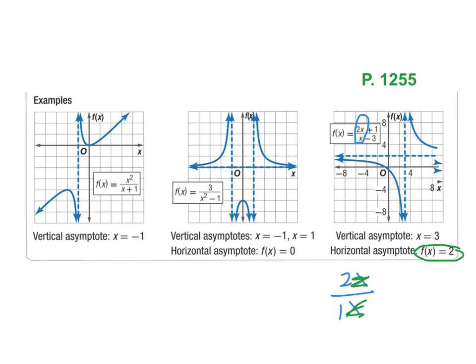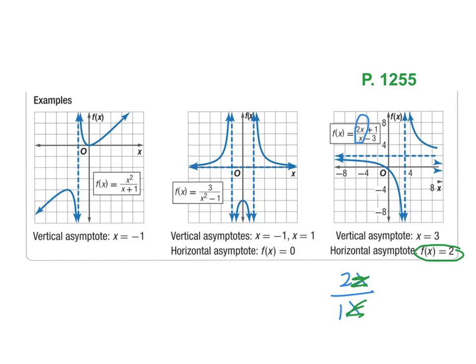So anytime the degrees are the same on the top and the bottom, to find the horizontal asymptote, all you have to do is divide the leading coefficients. Okay? These could both be x squared and it'd be the same thing. They could both be x to the third, it'd be the same thing. 2 divided by 1, still going to give me 2. When the degrees are the same, you divide those leading coefficients. Other questions on that before I move on to an example?